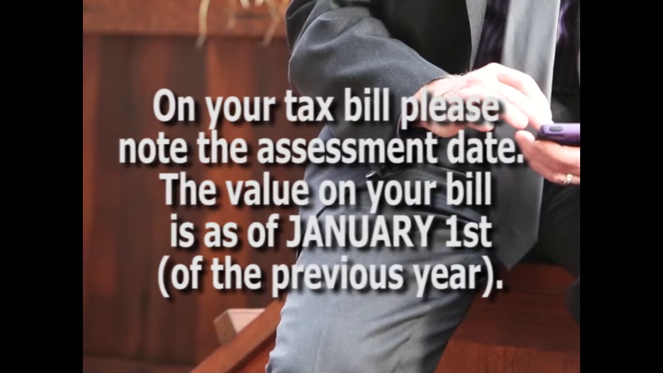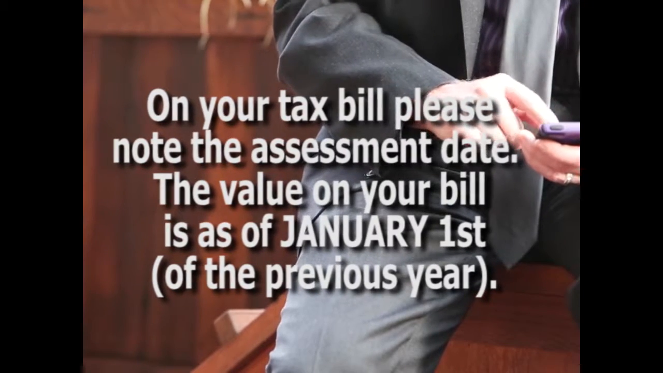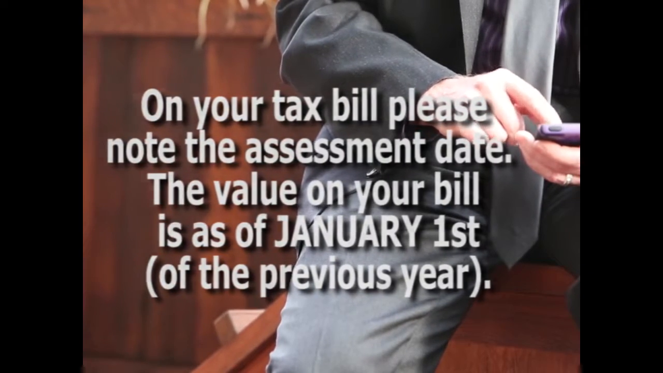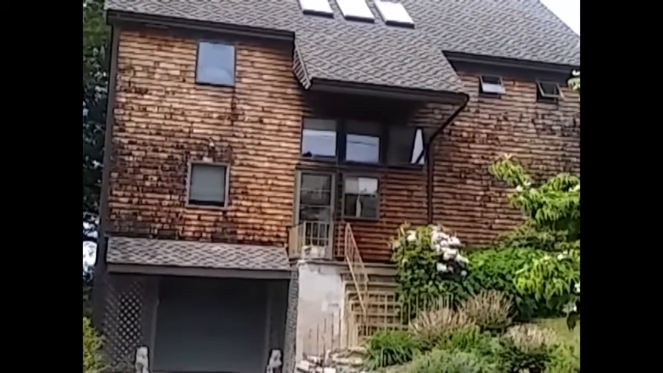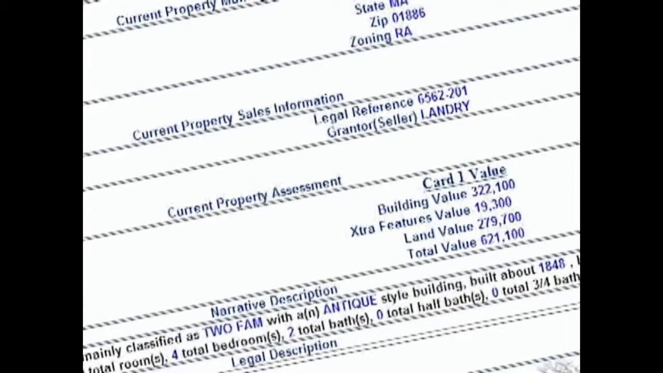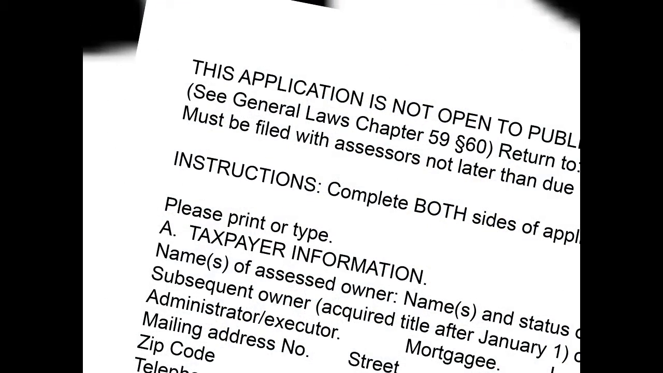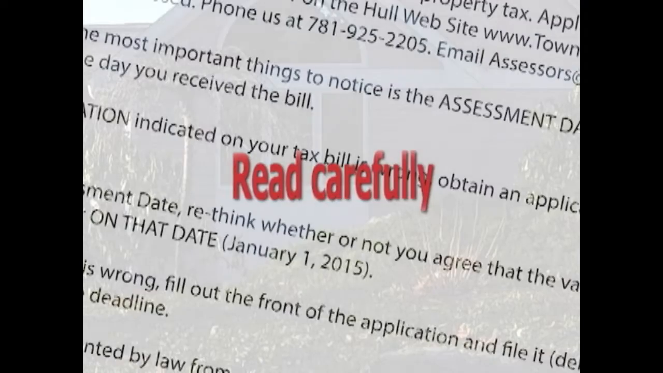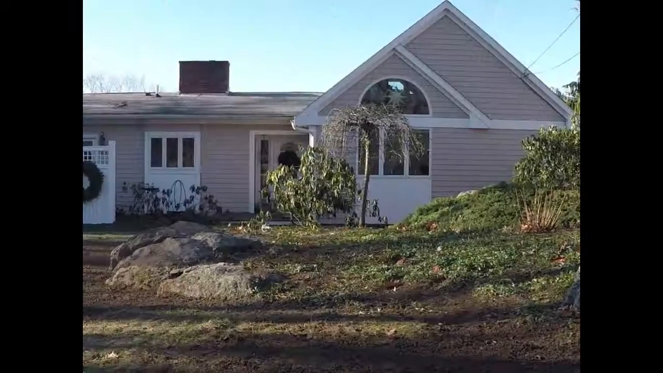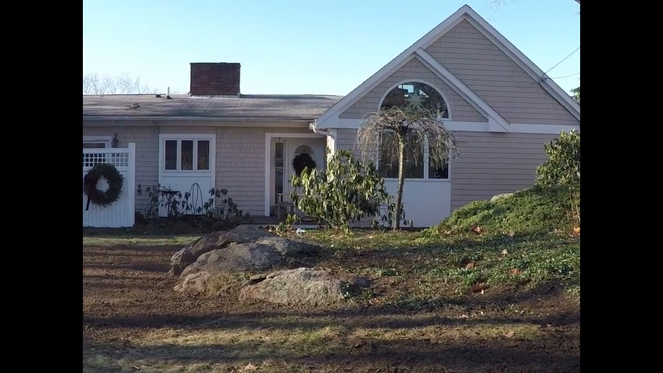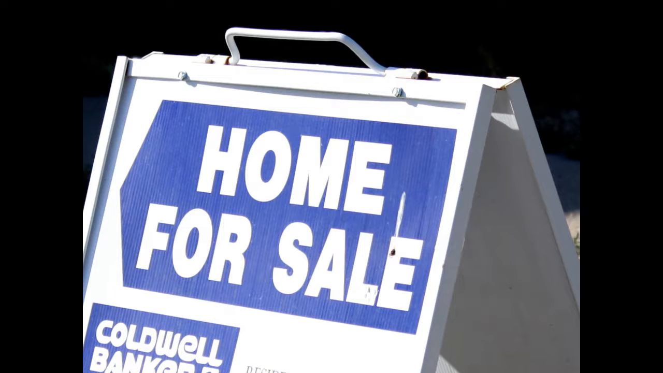On your tax bill, one of the most important things to notice is the assessment date. The value shown on your bill is as of January 1 of the previous year, not the day you received the bill. If you think the valuation indicated on your tax bill is wrong, obtain an application for an abatement. Carefully read everything on the front and back of the form. Now, considering the assessment date, rethink whether or not you agree that the valuation is a reasonable indication of what your property might have sold for on the assessment date, January 1 of the previous year.